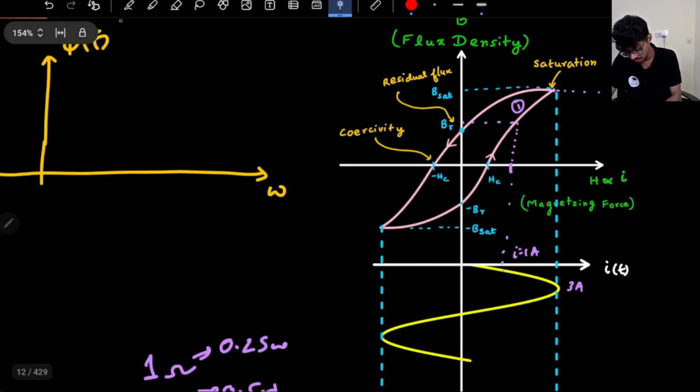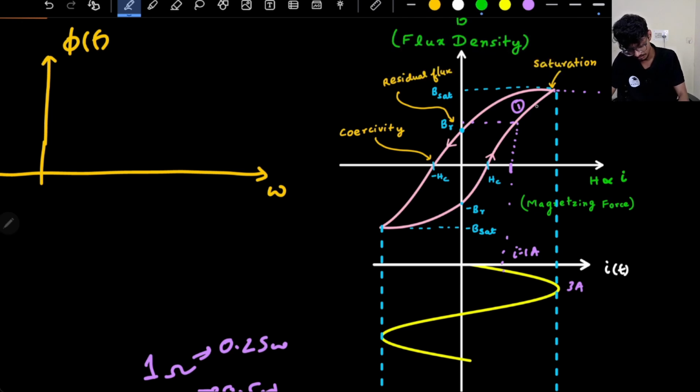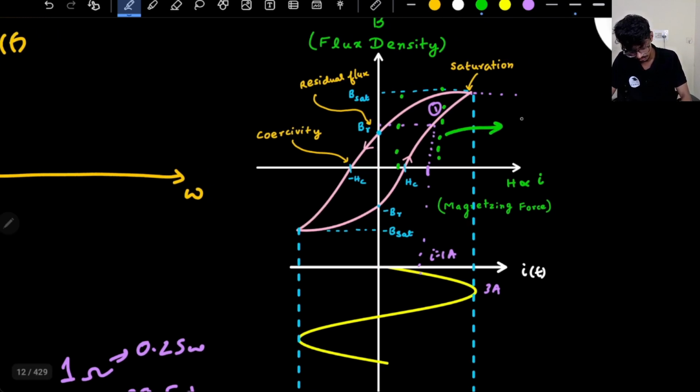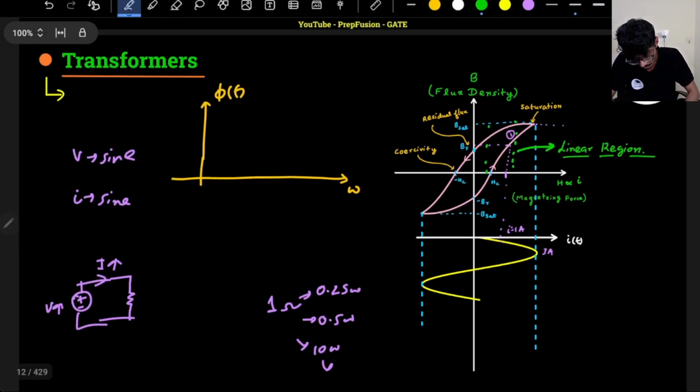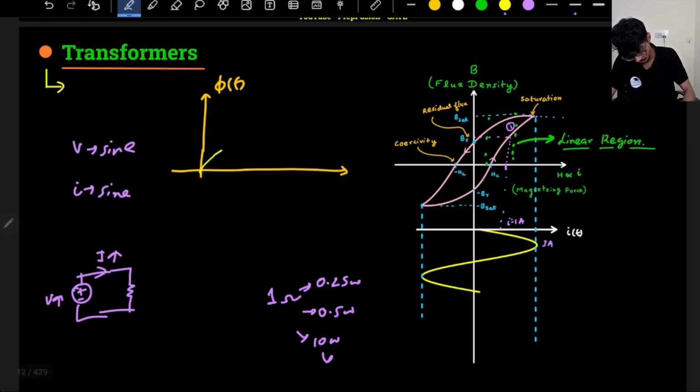So this kind of region is known as the linear region. In the linear region, if I keep on increasing my current, the flux will also increase. Flux density increases, and the area is constant, so flux will also increase. So in this region, as I keep on increasing my current, flux is increasing. This is not omega, this is t. This is simply a graph with respect to t.